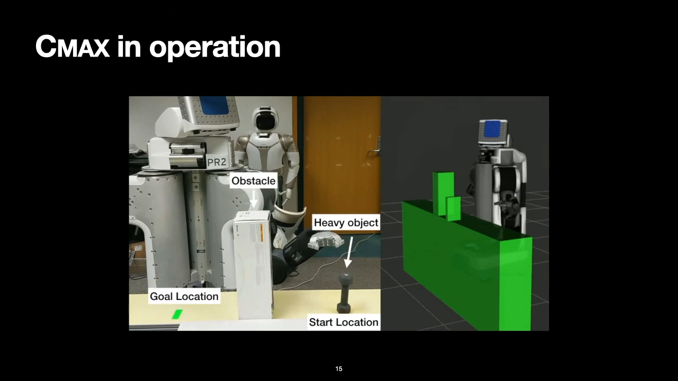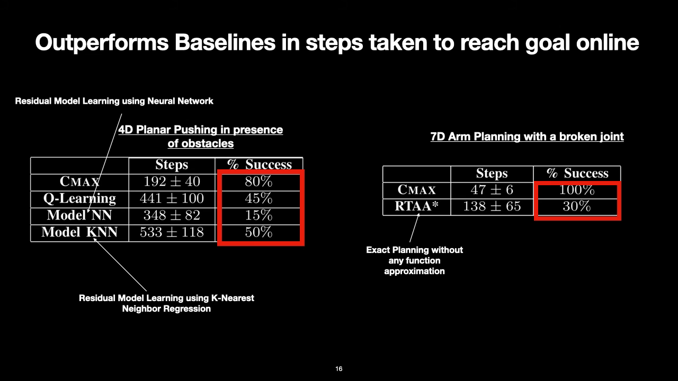We have also compared CMAX to baselines on simulated tasks. On the left, we show how CMAX performs in a simulated 4D planar pushing task, where it takes a substantially smaller number of steps when compared to a model-free approach and approaches which learn a residual model online using both global and local function approximators. CMAX also obtains a significantly higher success rate compared to these baselines. On the right, we show CMAX performance in a 7D arm planning task where it outperforms a planning baseline that updates the approximate model online with a substantially higher success rate.